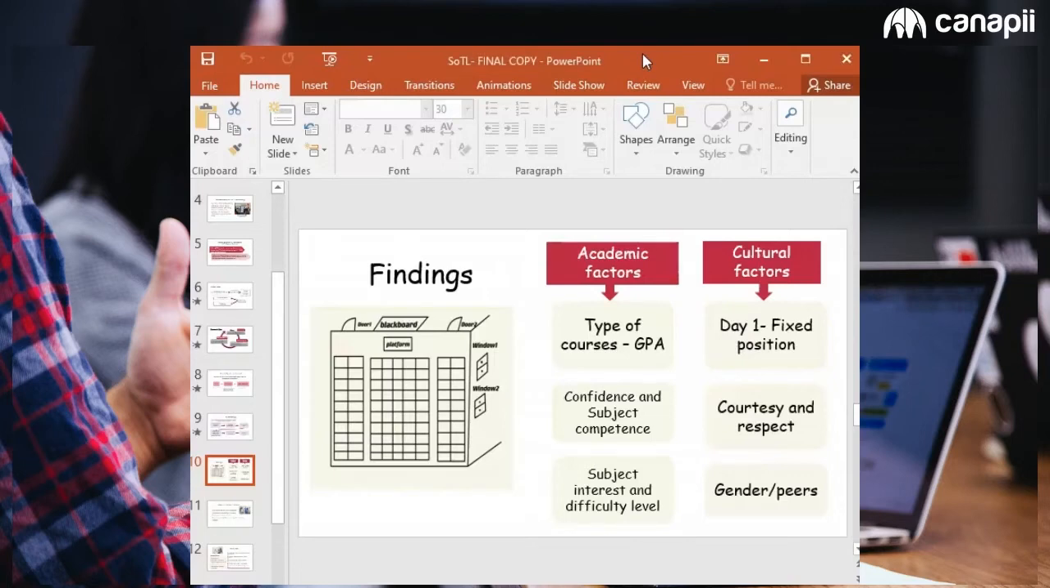There are certain academic factors. We have divided our codes into two major themes. We are still analyzing our data, but these are our preliminary findings. So we have divided these into academic factors and culture factors. And I was extremely surprised to know certain things. One of them is the type of course. Students said that it depends on the type of course they are attending. How much credit a course carries also decides where they would like to sit.